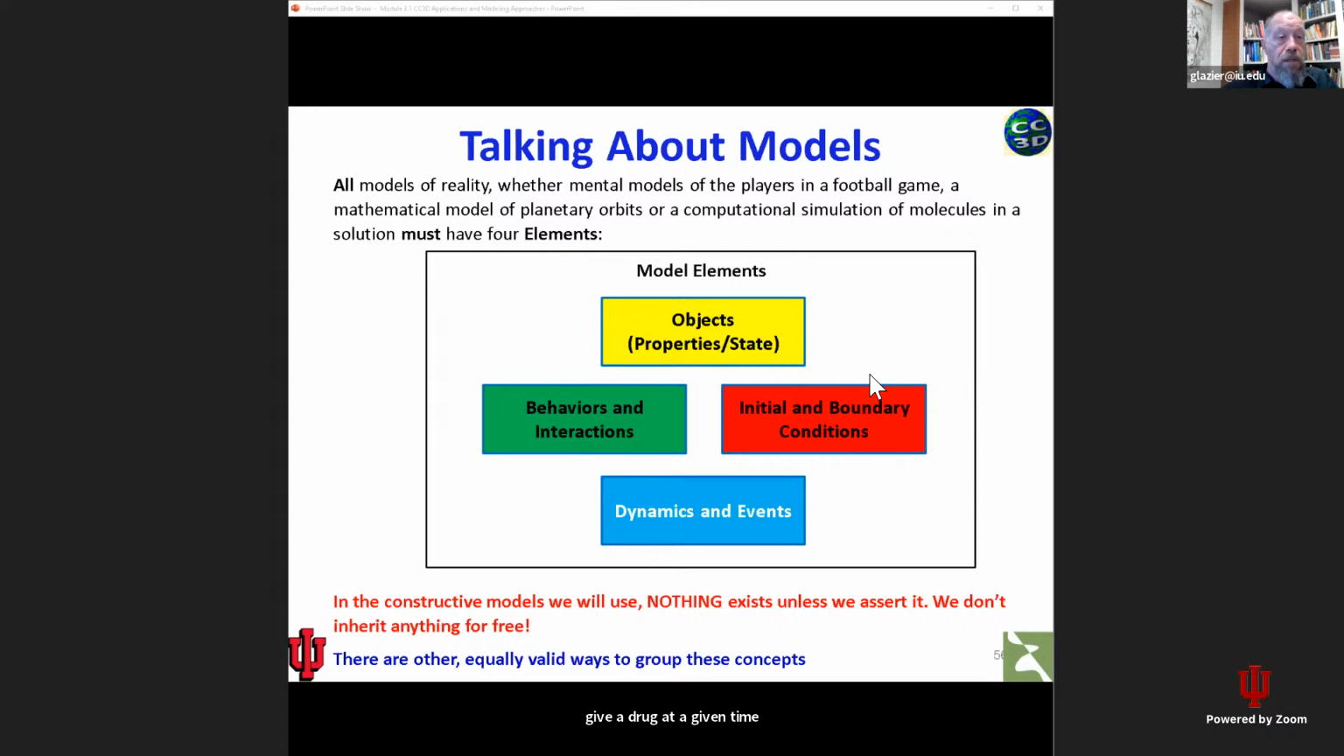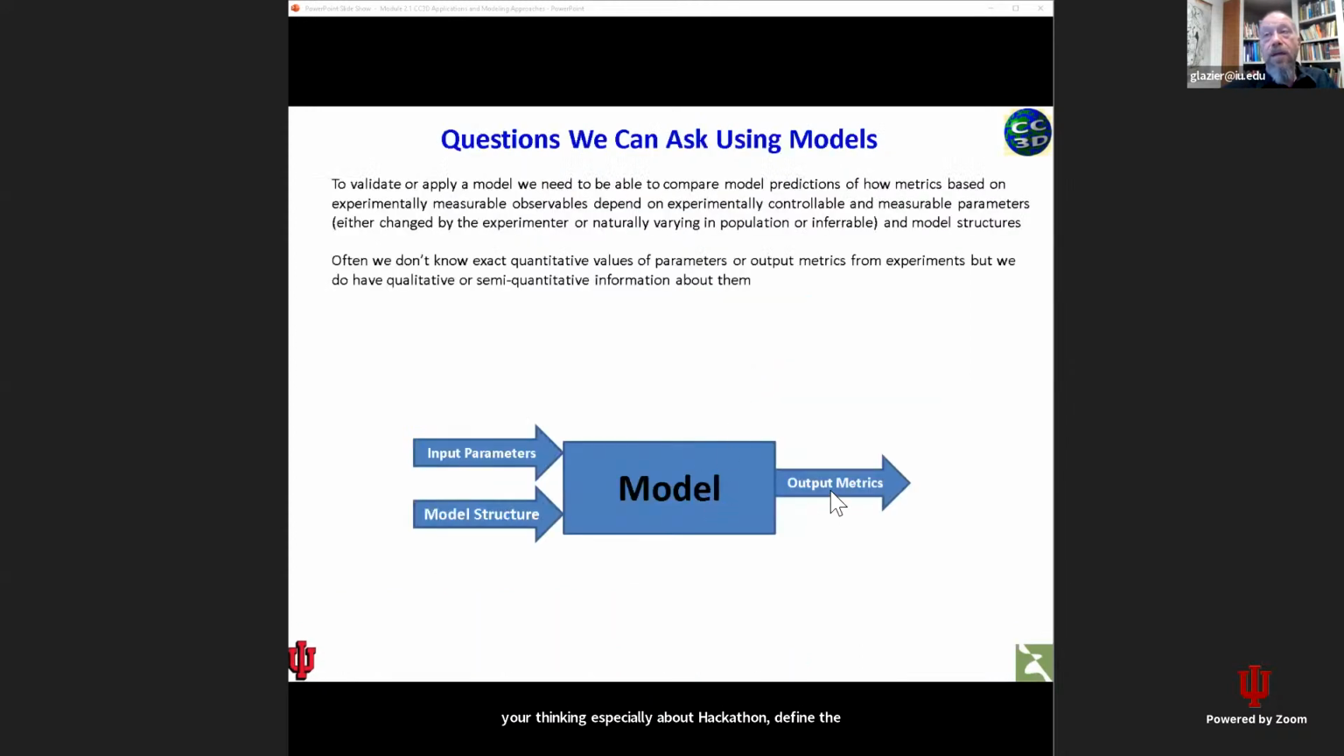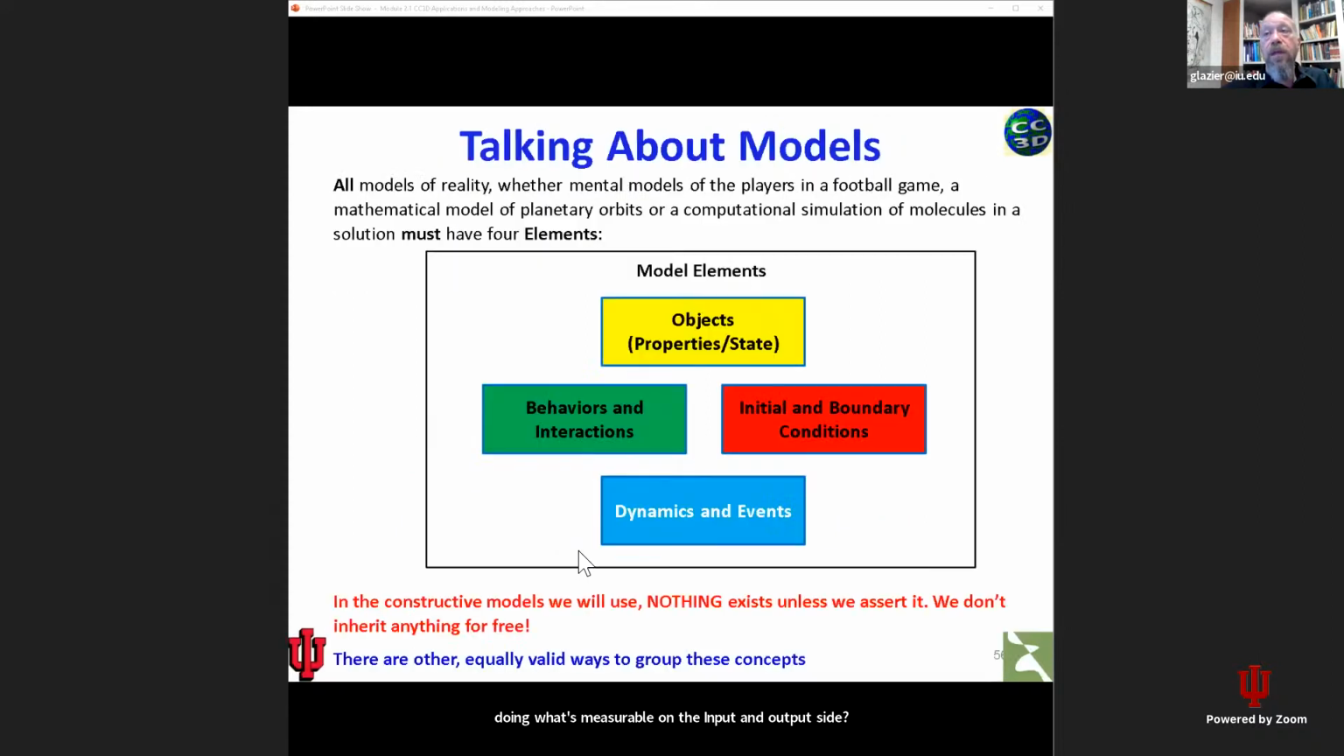Always when you're thinking about building a model, or especially when you're thinking about a hackathon, define the objects you're going to model first, then come back and ask the question, what's the purpose of what you're doing? What's measurable on the input and output side? What are your hypotheses? And then, what are the things you're going to model and how do you describe them? And the more detailed you can be, the better. What do they do and how do they interact? How do they change in time? How do you start and what's at the edge? Everything has to be thought of in that way.